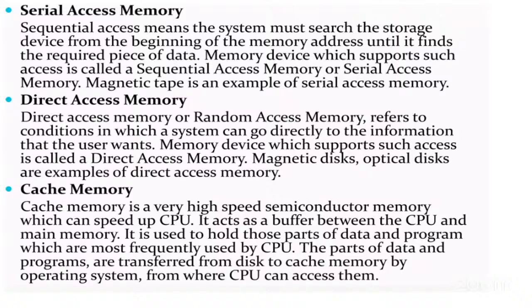Cache memory. Cache memory is a very high-speed semiconductor memory which can speed up the CPU. It acts as a buffer between the CPU and main memory. It is used to hold those parts of data and programs which are most frequently used by the CPU. The parts of data and programs are transferred from disk to cache memory by the operating system, from where the CPU can access them.